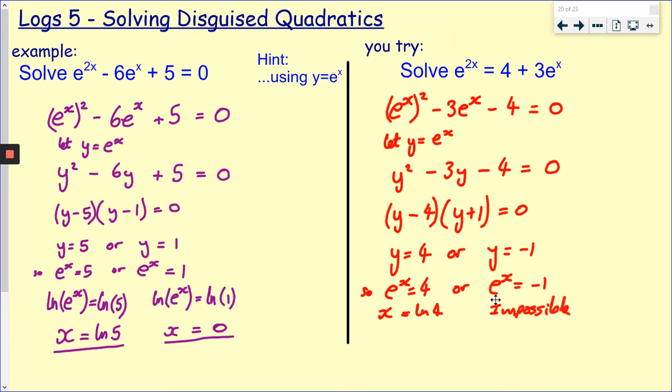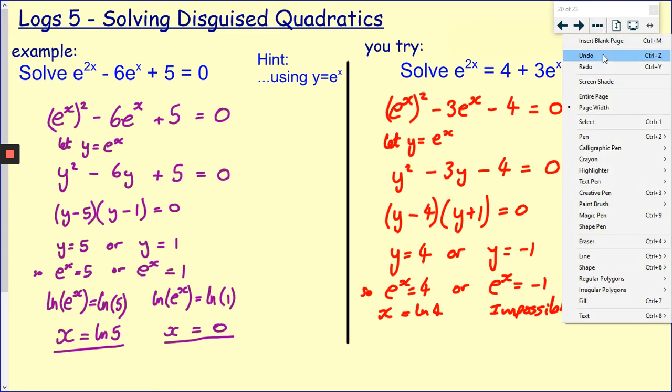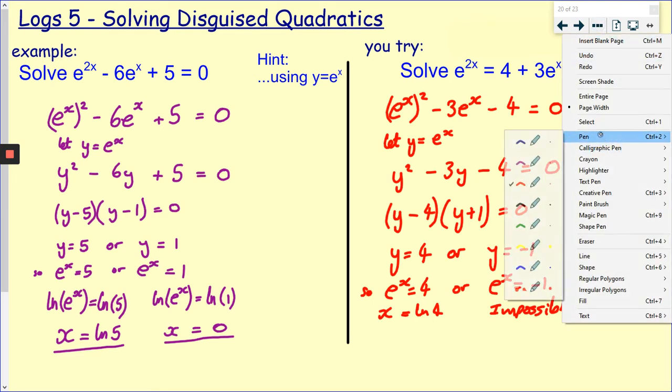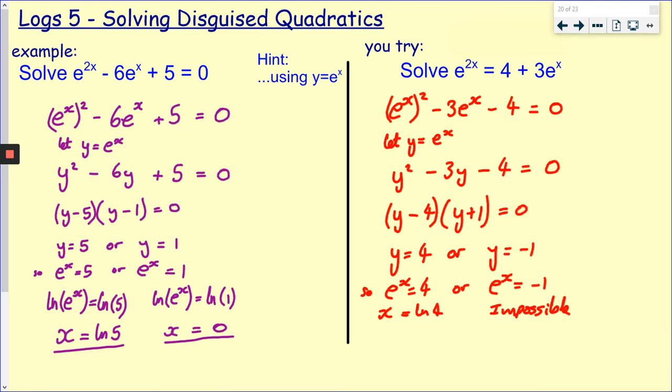Now remember, e to the x does not ever give you a negative value. If we draw a little sketch, e to the x looks like this. So there is no value of x for which we ever get a negative result. And so in this case, this is impossible, meaning we've only got one solution to this.